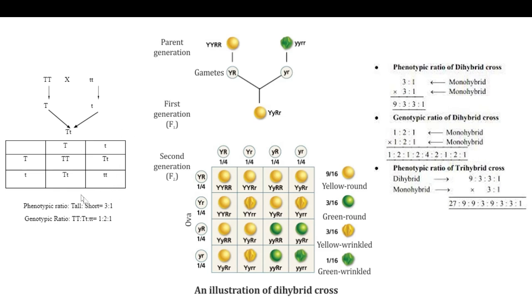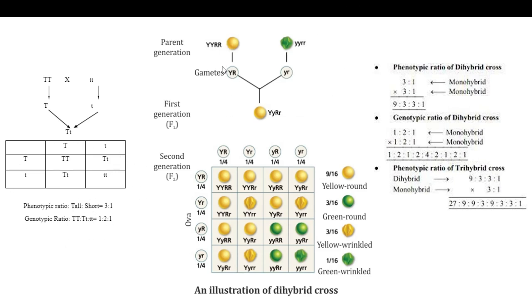Now if you look at the phenotypic ratio, that is tall to short, you count 1, 2, 3 are tall and only 1 is short, so the ratio will be 3 is to 1. The genotypic ratio here is 1 is to 2 is to 1, because two heterozygous are present, whereas the other two are different genotypes. So this is the typical ratios for a monohybrid cross.